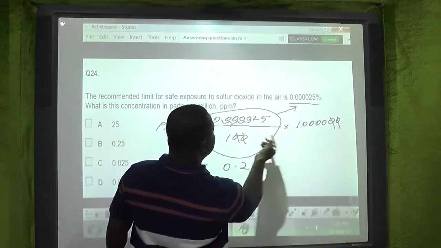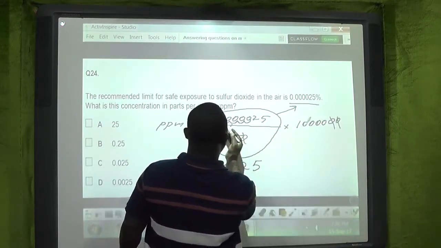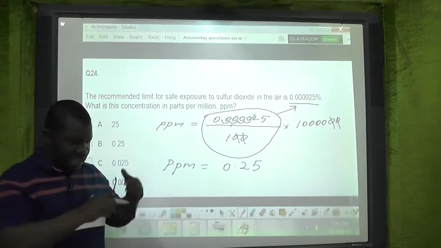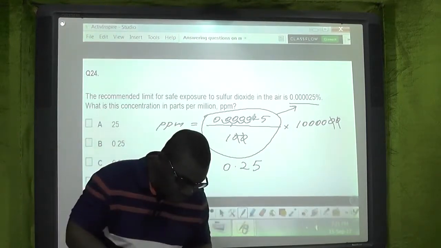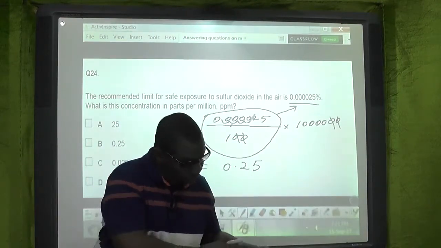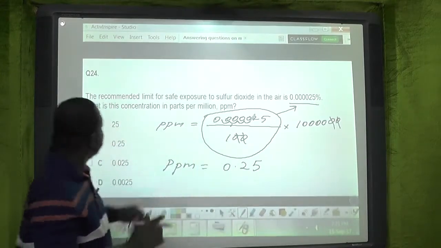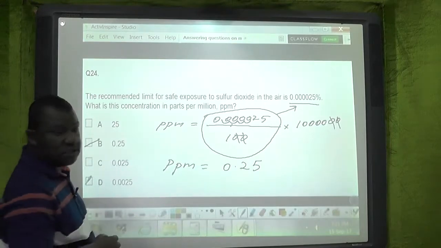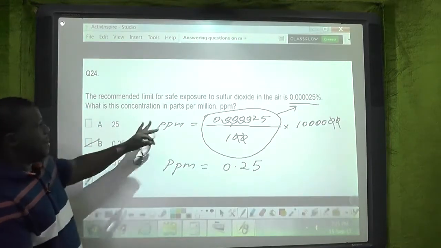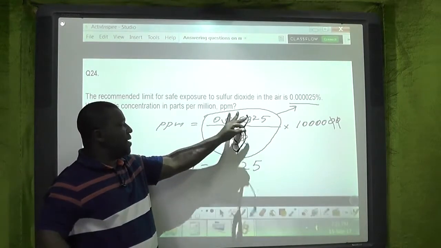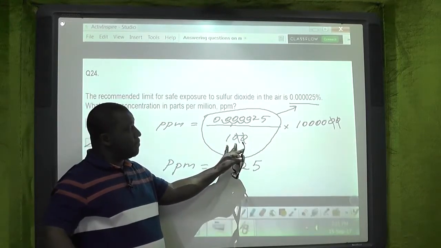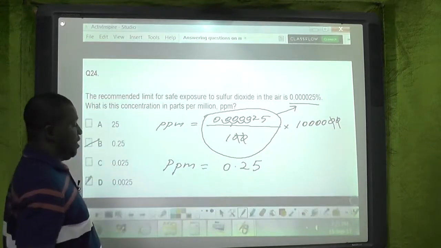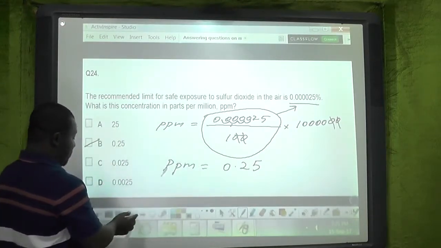0.25. Let me check again. 1, 2, 3, 4. 0.25 ppm. B again. Question number 24. The teacher has selected so many questions with a B. Don't pick B for all. So I hope you understand this. Parts per million is the component, whether volume or mass, divided by the total mixture multiplied by 1 million. That's parts per million. Parts per million then is 0.25.